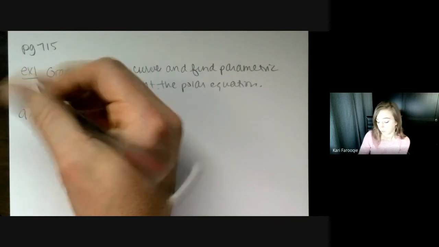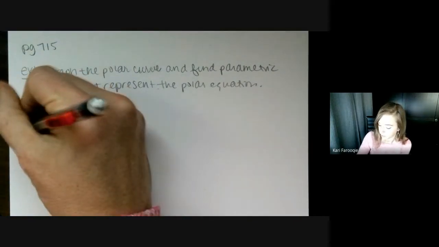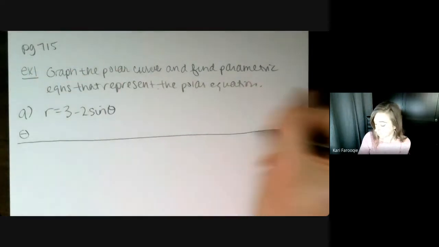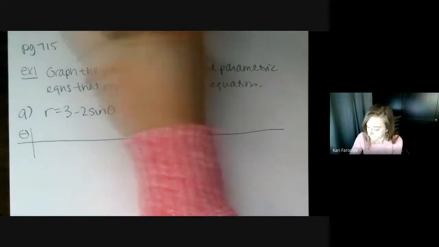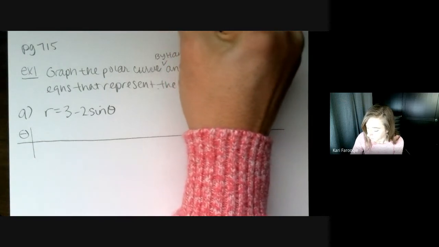I'm going to make a table of values. You might even decide that you want to do this vertically. I'm going to make mine horizontal, but I'm going to pick values of theta. And we're just graphing these by hand. Graph the polar curve by hand.